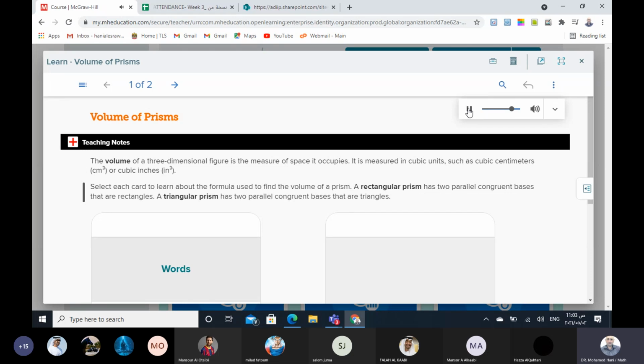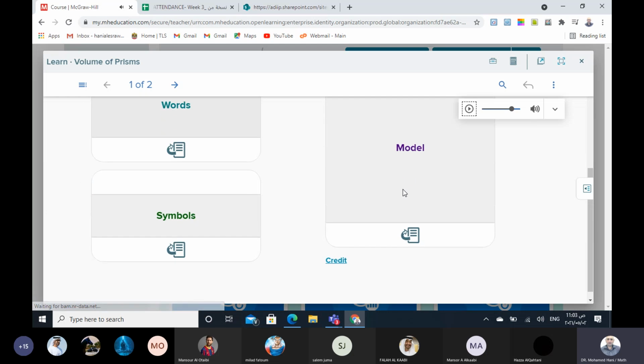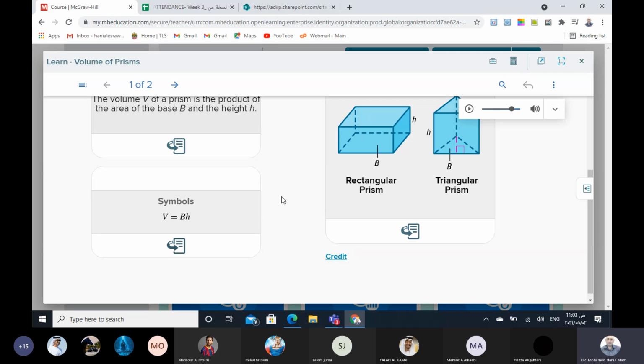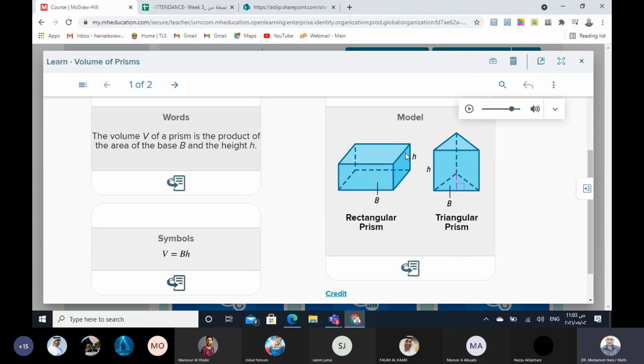A rectangular prism has two parallel congruent bases that are rectangles. A triangular prism has two parallel congruent bases that are triangles. As you see here we have a rectangular prism. In the rectangular prism, we have two parallel and congruent bases. And the type of the base here, as you see, is rectangle.